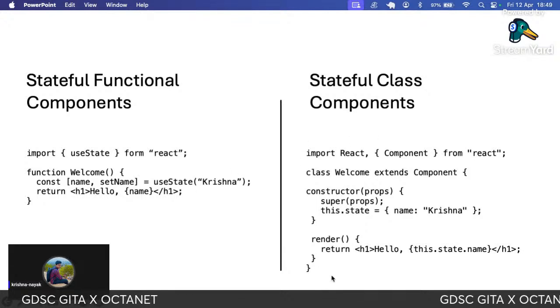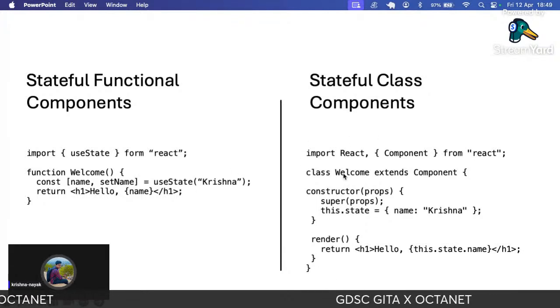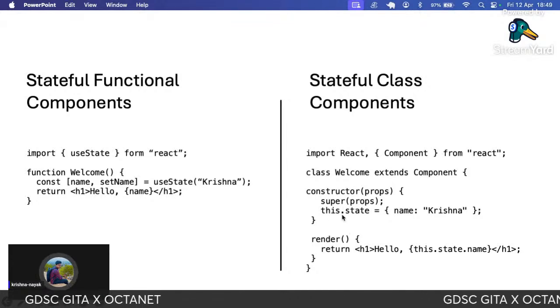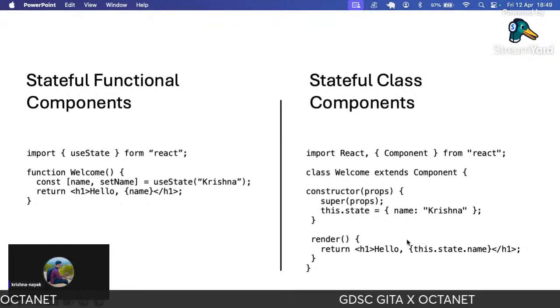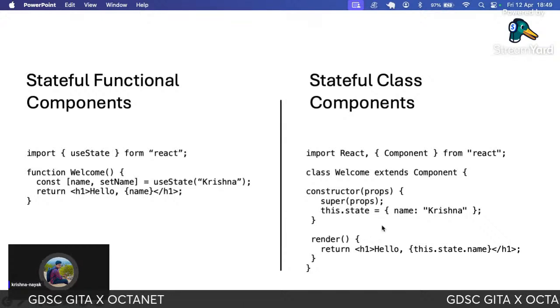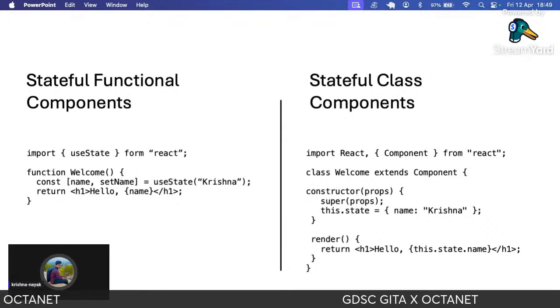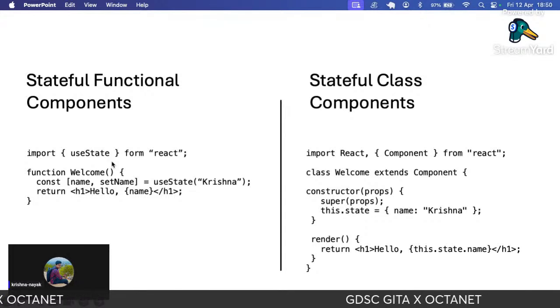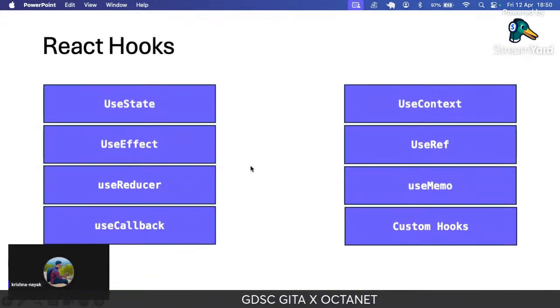But in the class component, it's kind of a complex code. Like we need to do a constructor, super props, then we need to give the object of this state of name and so on. Then we need a render function. There are other functions too. Like for calling the function, we need to bind the functions also. There is a lot of stuff in the class component, whereas in the functional component it's simplified because of the React source.